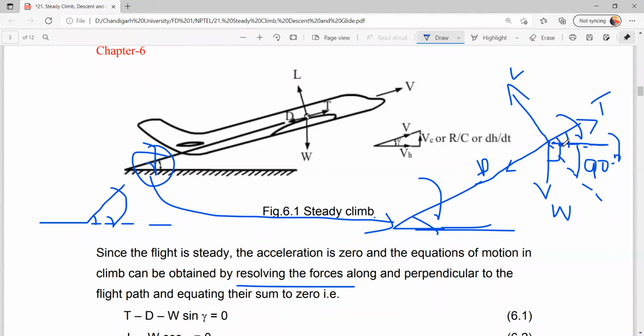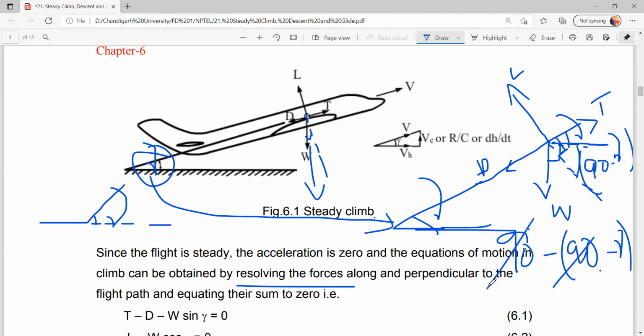90 minus gamma. So this angle is also 90. Right? So this is 90 minus gamma. So this angle, what I am going to take reference right here, this angle needs to be measured. Already we have a 90 degree, and here we have 90 minus gamma. So 90 degree minus of 90 minus gamma. Substitute this minus here. 90 will get cancelled. Minus into minus is plus. So this angle will be coming as gamma.